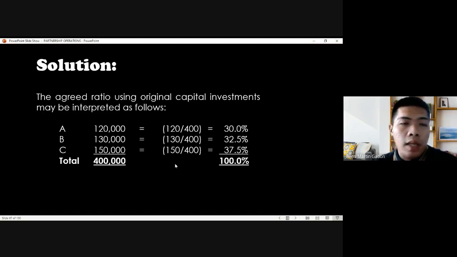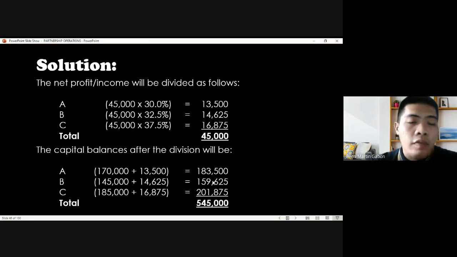Or we can interpret it as 30% for A, 32.5% for B, and 37.5% for C, for a total of 100%. It should always be 100 based. So for the distribution of the 45,000 net income based on these percentages, for A we have 13,500. For B, 14,625. And for C, 16,875.